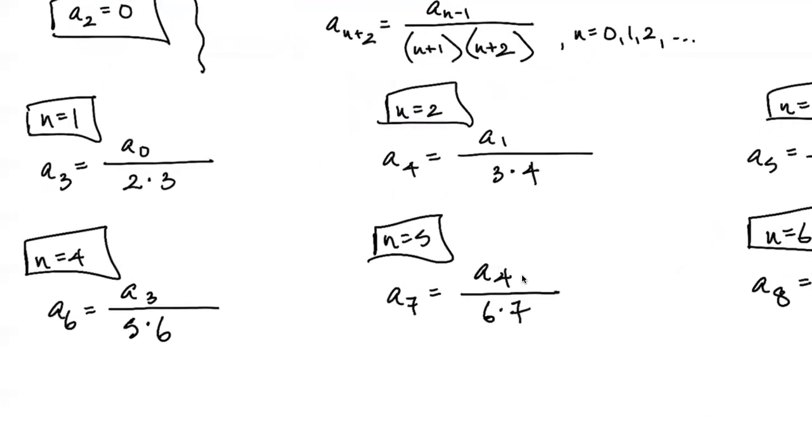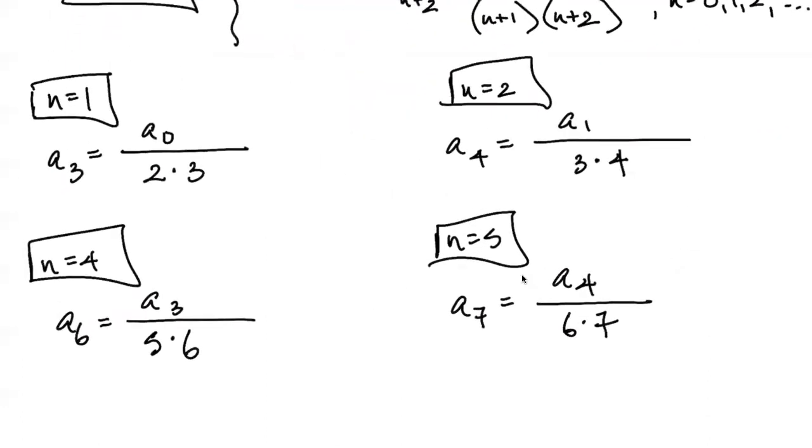And so what I mean by that is if we go to this n equals 4, I notice that it is a sub 3 over 6 times 5. And so everywhere I see a sub 3, I'm going to go ahead and put in this a sub 0 over 2 times 3. And so I'll end up with a sub 0 over, and I'm going to go ahead and call this 6 factorial because I have 6 times 5. Oh, wait, that's not 6 factorial. Sorry. And I'm going to write this as 6 times 5 times 3 times 2.